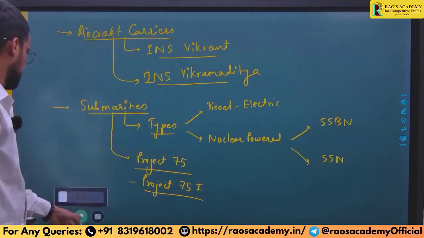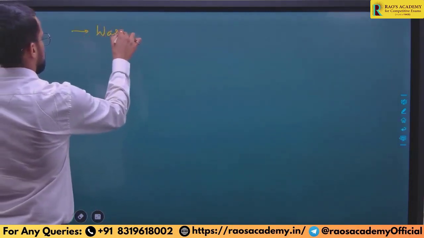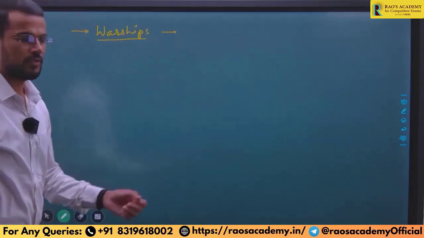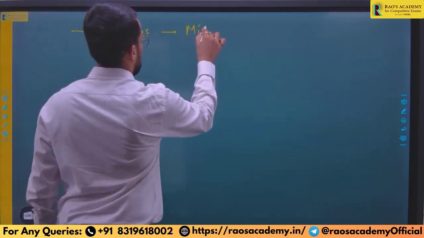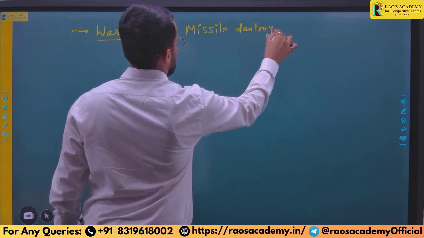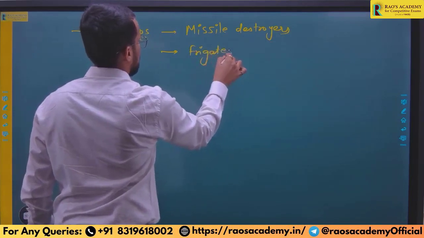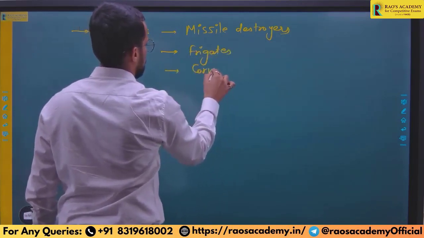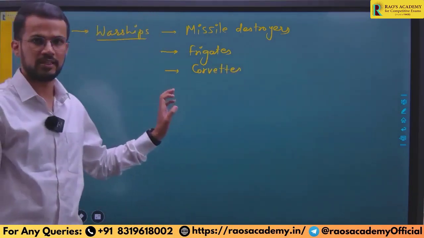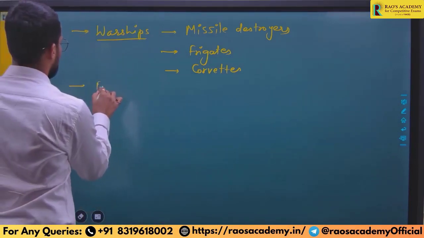Next is warships. There are different types of warships that you should be aware of. First is missile destroyers. Second is frigates. And then corvettes. And there are different projects going on for the development of these warships in India. Those projects are also important. Then we have fighter aircraft.